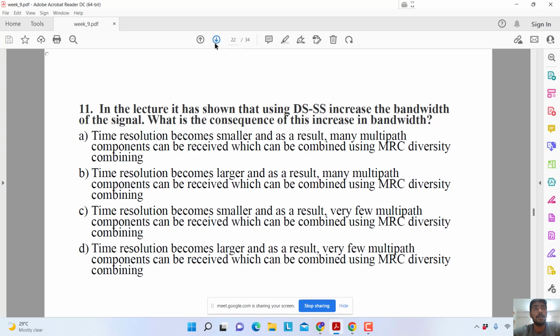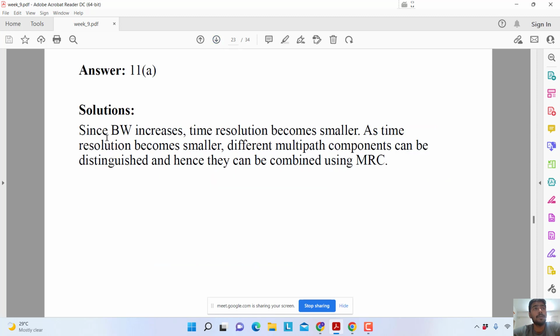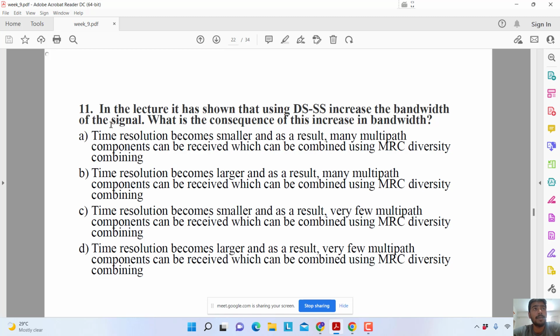So the explanation of this question is according to the question, the scenario is basically DSS scheme increases the bandwidth. Since the bandwidth increases, time resolution becomes smaller. As time resolution becomes smaller, different multipath components can be distinguished, and hence they can be combined using MRC. This is the intuition of this question, and A part is right. So the right expression is time resolution becomes smaller, as a result many multipath components can be received which can be combined using MRC diversity combining techniques.